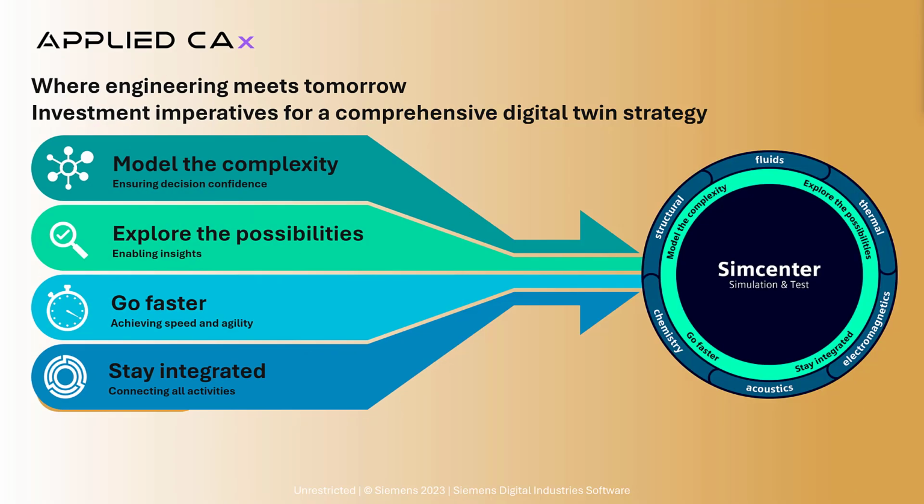Simcenter STAR-CCM+ is the flagship multiphysics CFD tool in the Siemens Simcenter portfolio. It achieves best-in-class capabilities by focusing on these four pillars. The first pillar is to model the complexity, make sure that you can capture the detailed geometry and accurate physics. The second pillar enables you to explore the possibilities. This is done through automation to go from a single design to hundreds of design points. You can find the optimal design to drive innovation and stay competitive.